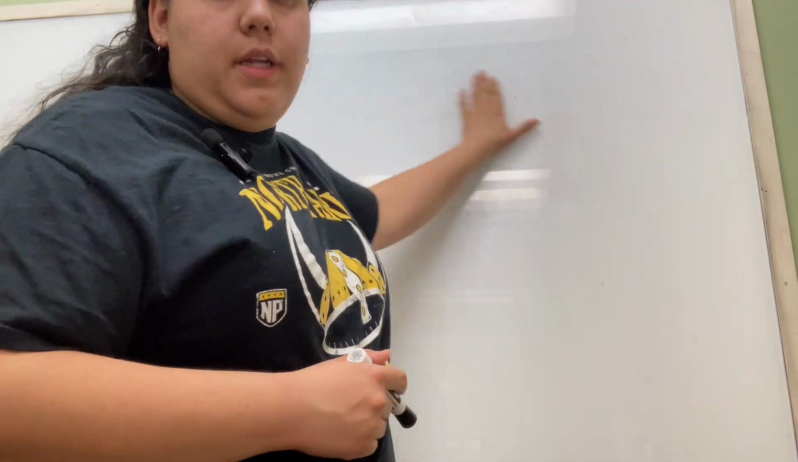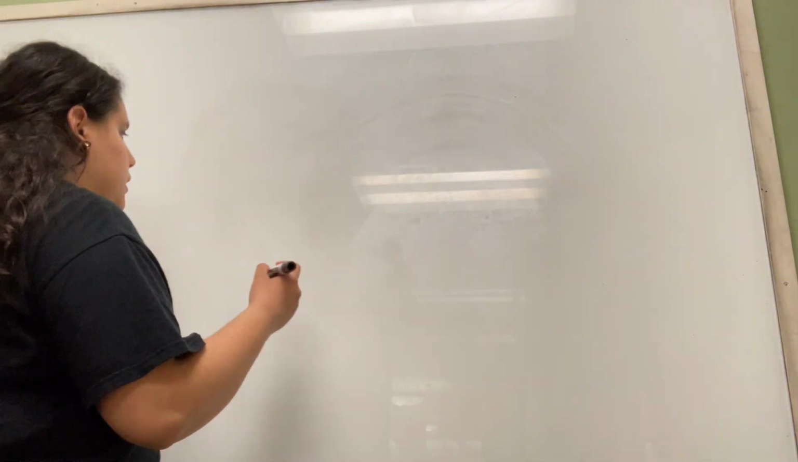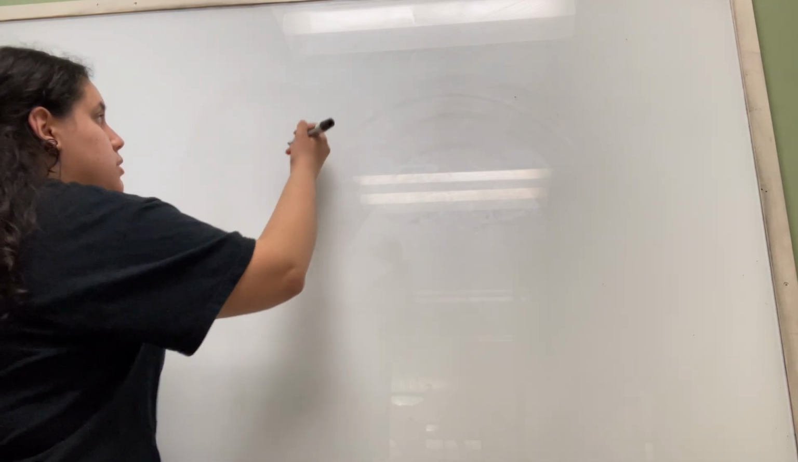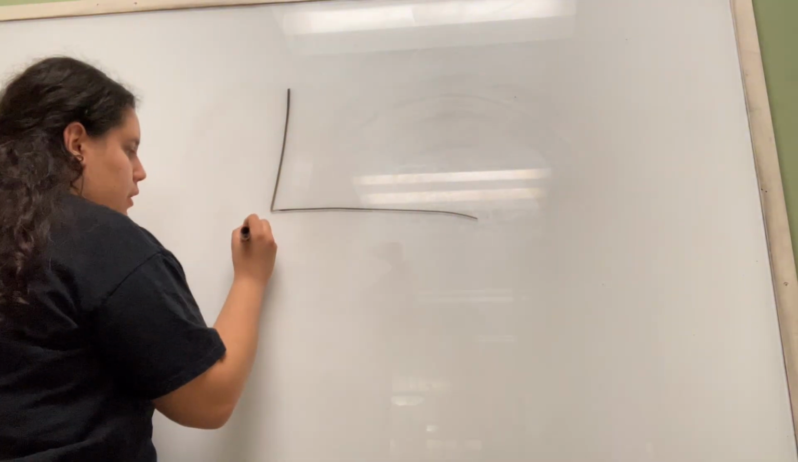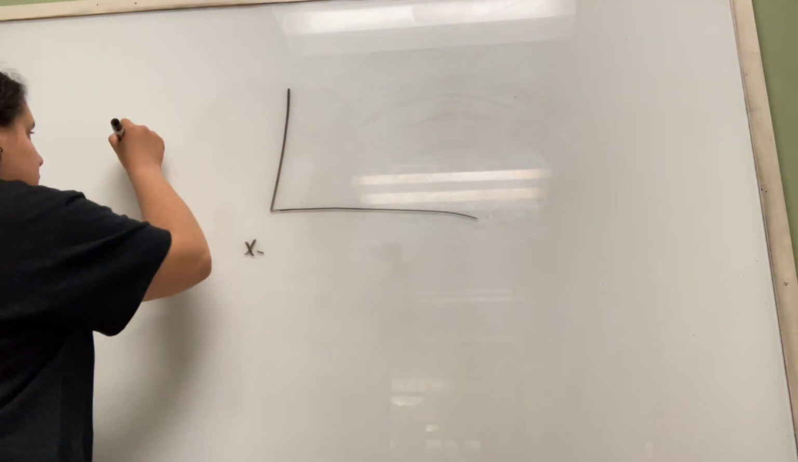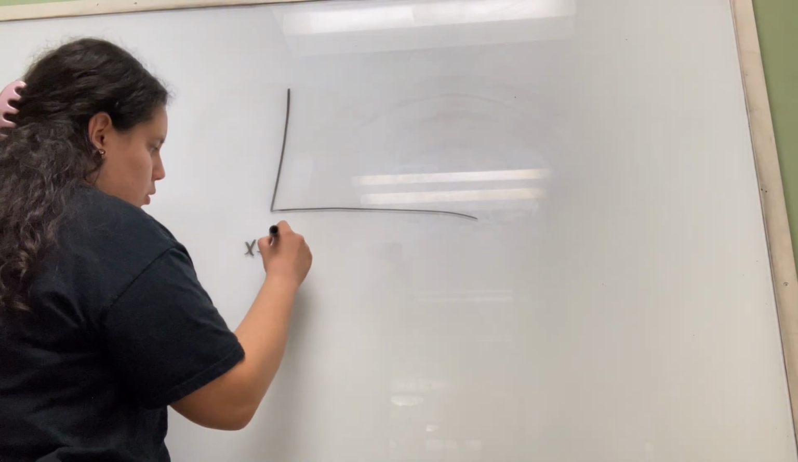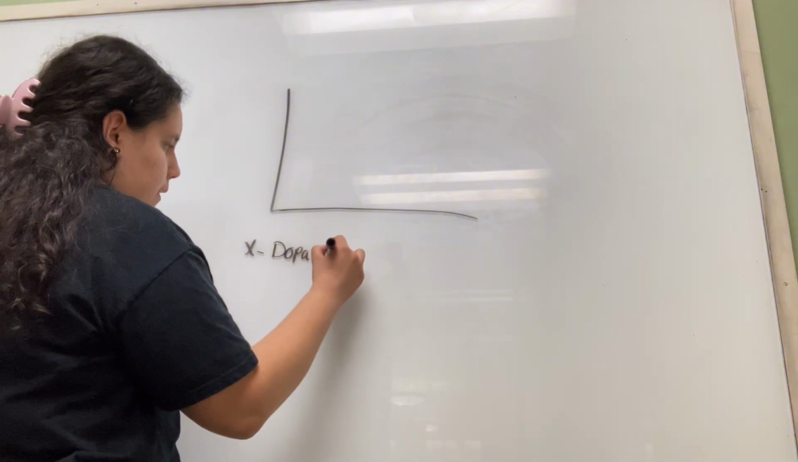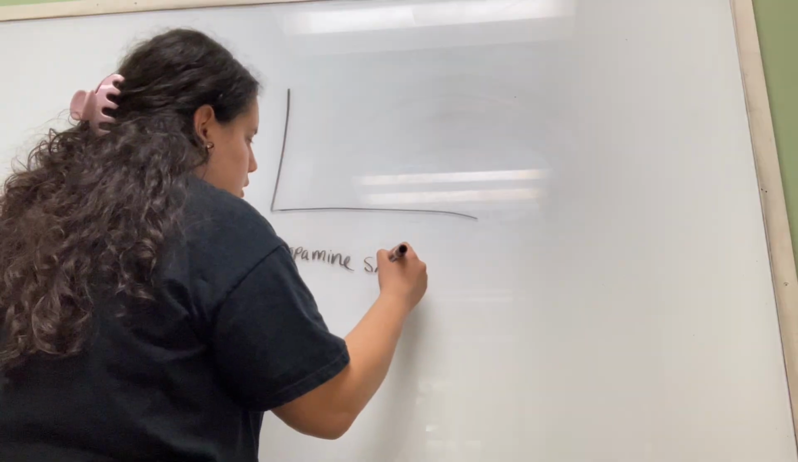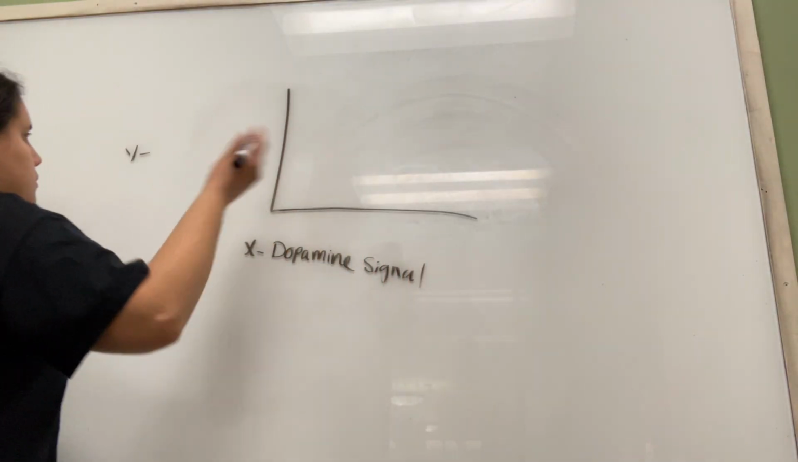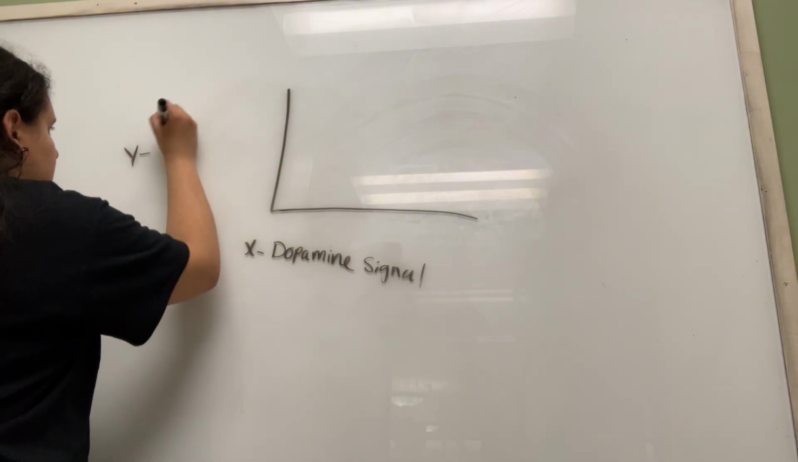So what I'm going to draw here on this whiteboard, give me one second as I go over the timeline of the extinction process. I will be adding a graph over here. Right here we have our x-axis going across, and then we have our y-axis. The x-axis will be labeled as the dopamine signal, and this is a very informal graph, so there won't be any numbers. The y-axis will be extinction trials.